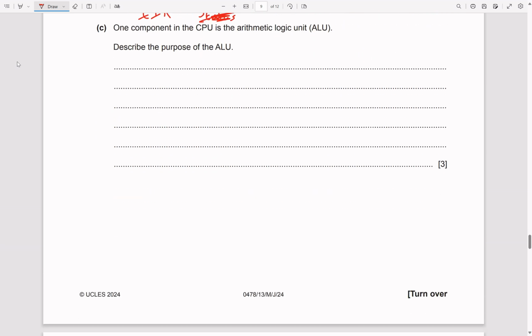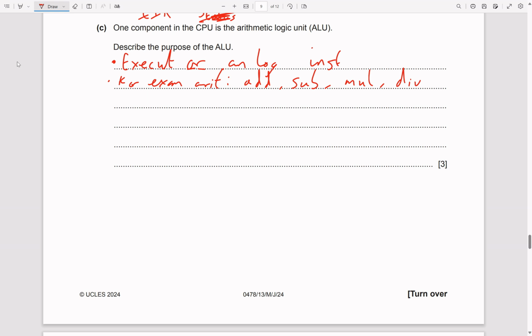One component in the CPU is the arithmetic logic unit. Describe the purpose of the ALU. I'm just going to do bullet points, but in the exam, write whole sentences. It's going to execute arithmetic and logic instructions. Arithmetic is addition, subtraction, multiplication, and division. I suppose they would be the main arithmetic.